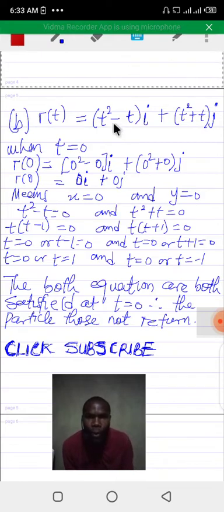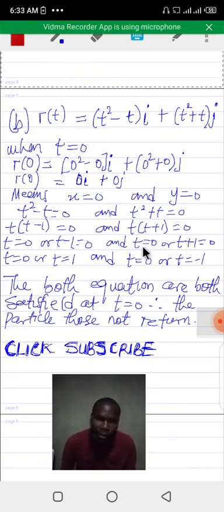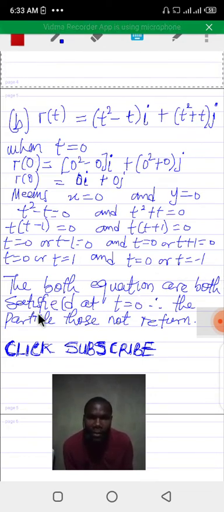You will now equate t² − t to be 0 and t² + t to be 0. By the time you do that, you discover that t = 0 or t − 1 = 0, and for equation 2, t = 0 or t + 1 = 0. So t = 0 or t = 1, and t = 0 or t = −1. Both equations are satisfied only at t = 0. Therefore, the particle does not return.